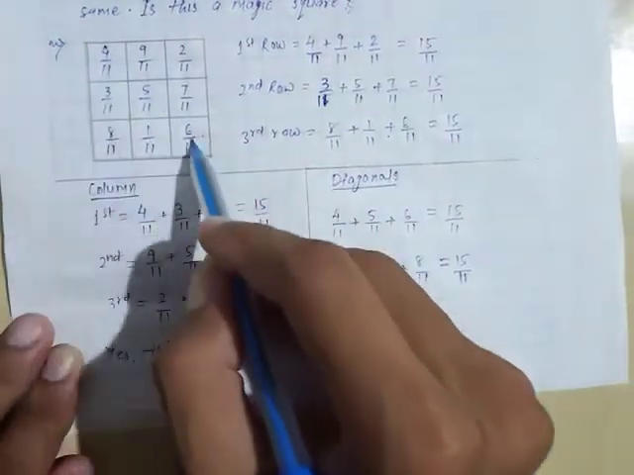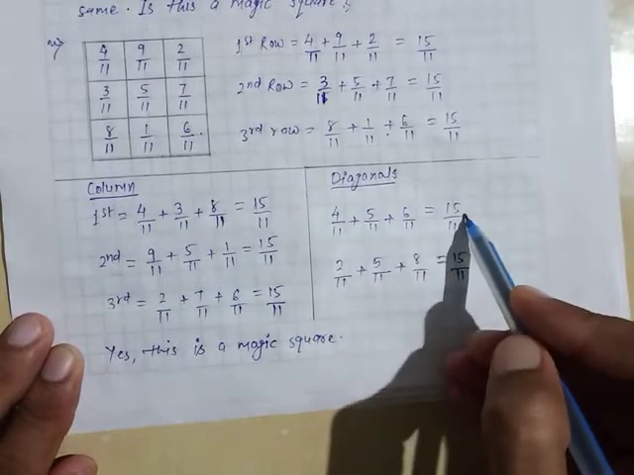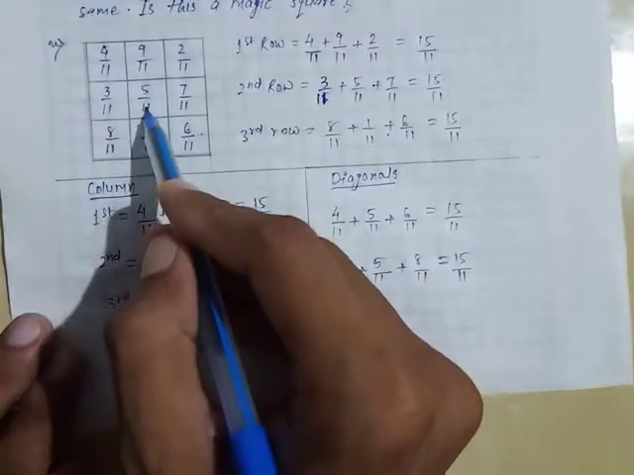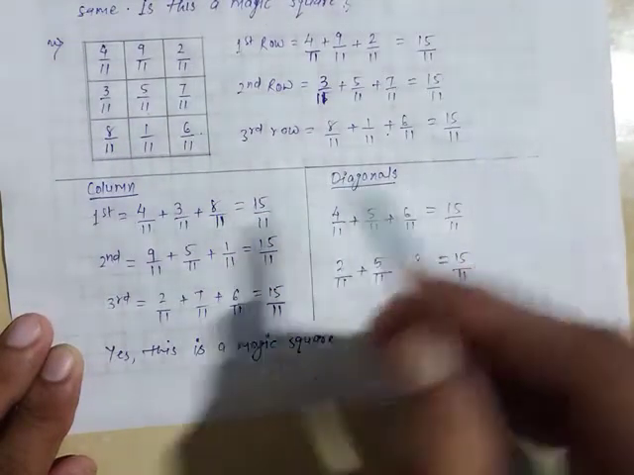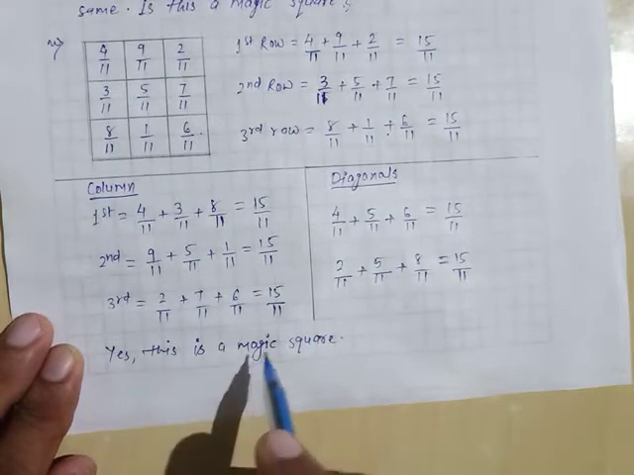Now take the diagonal. 4 upon 11 plus 5 upon 11 plus 6 upon 11. It is also 15 upon 11. Now this diagonal, 2 upon 11 plus 5 upon 11 plus 8 upon 11. Its value is also 15 upon 11. So you can see here, all the values are the same. So you can say that yes, this is a magic square.